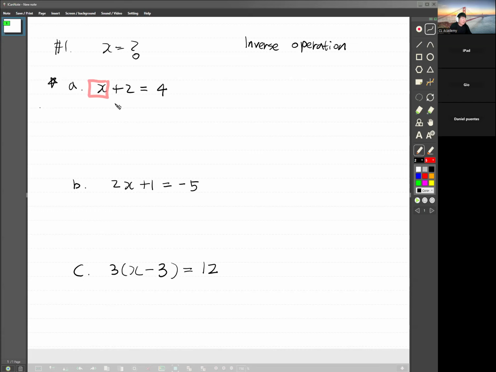Okay. For A, we do inverse operation. Plus is inverse of minus, multiplication is inverse of division.